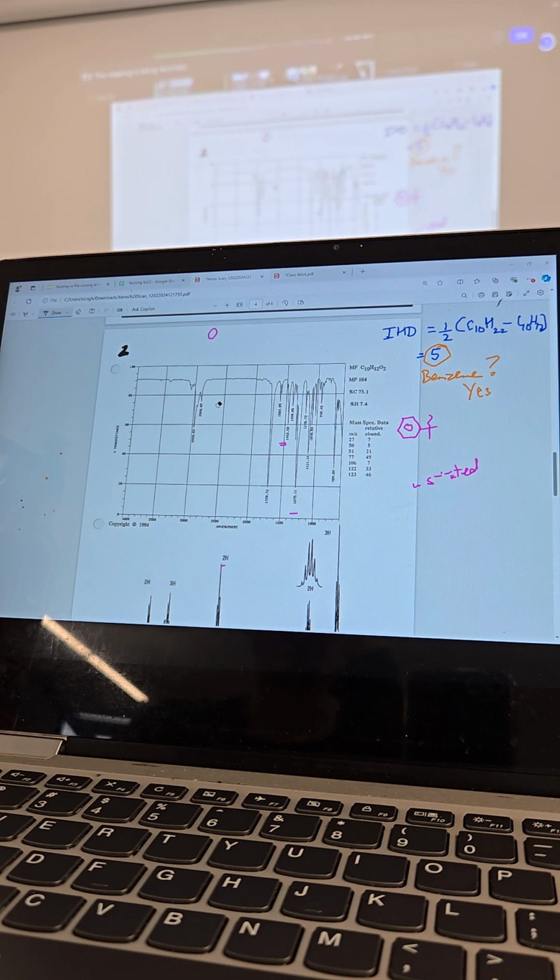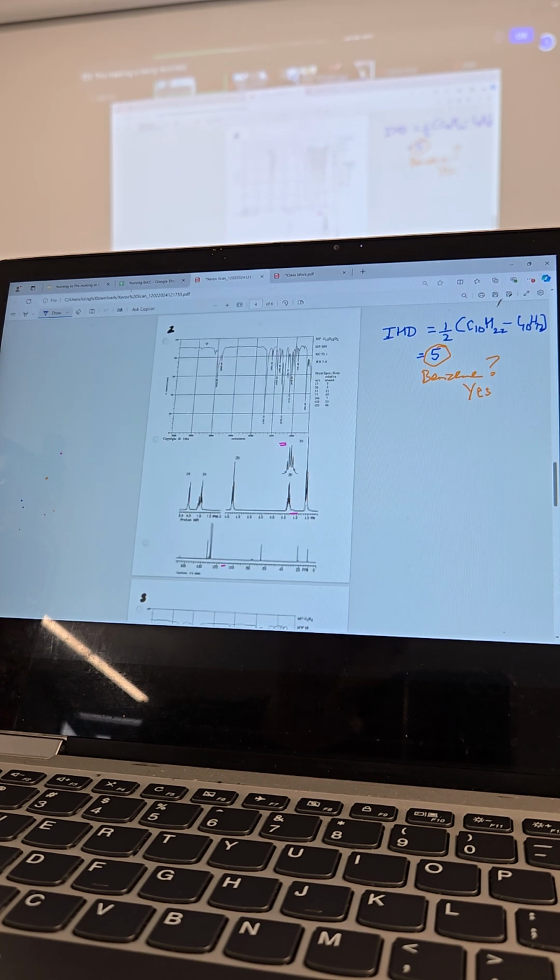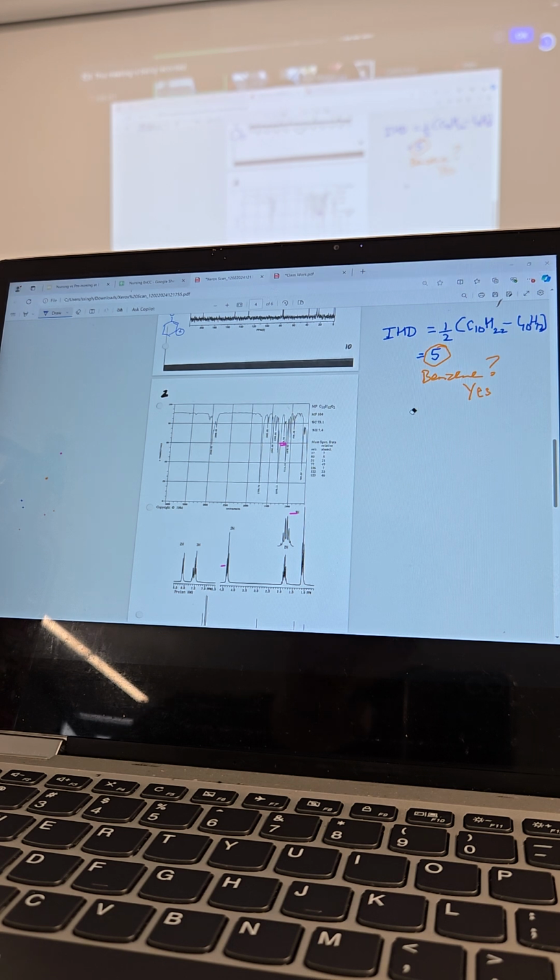Okay, let's now look at proton NMR. So for now, we know that we have the following. We have a mono-substituted benzene. We have a C double bond O. We also have a C single bond O. We have sp3 CH, sp2 CH. Okay, cool. Now let's look at proton NMR.